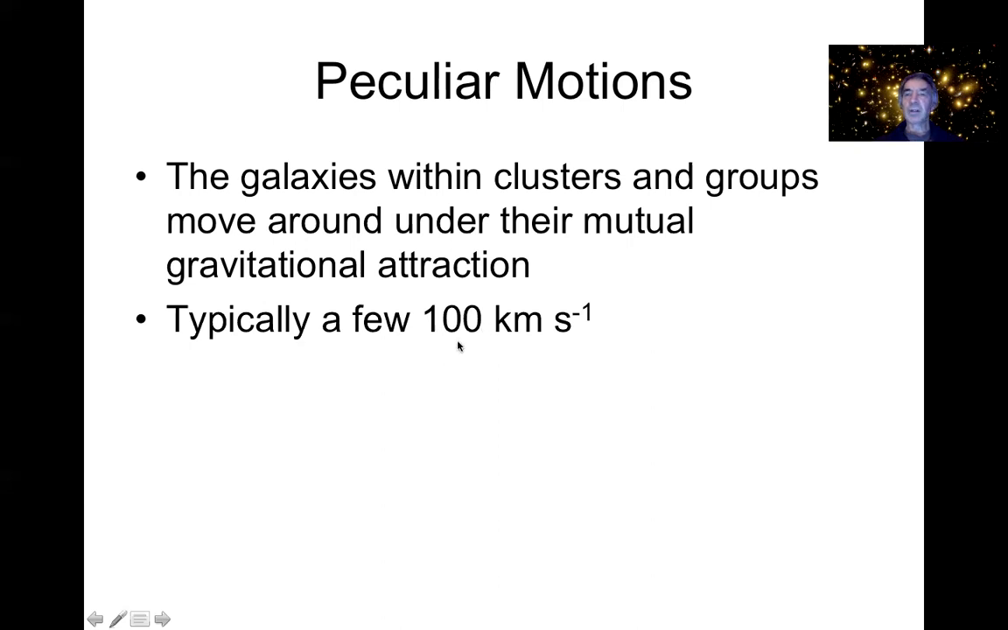Recall that the Andromeda Galaxy is moving towards us in the Milky Way at about 300 kilometers per second. So that's very typical here. The galaxies within these clusters will have their own velocities, due to local gravitational movement, of a few hundred kilometers per second, typically.